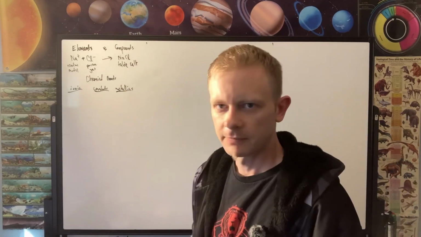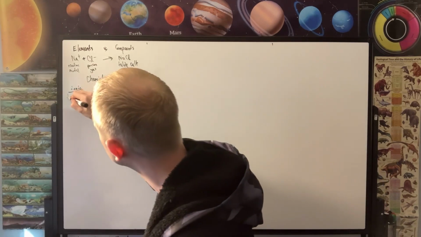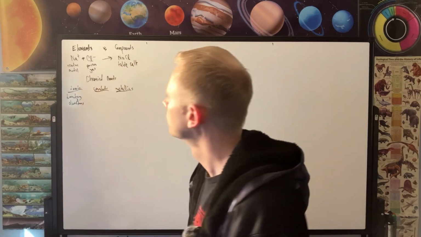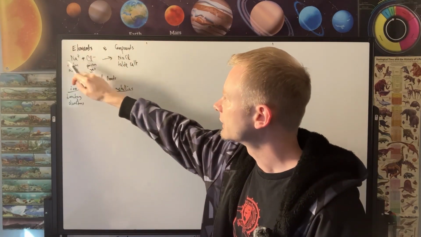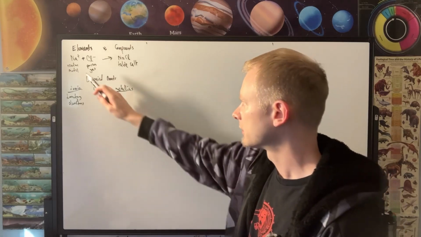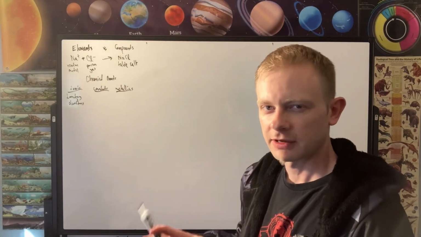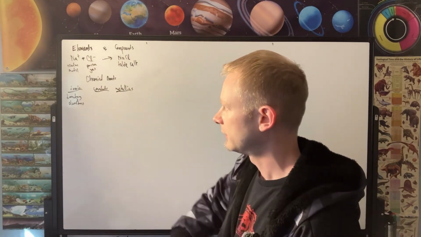So ionic bonds work by donating electrons, giving electrons back and forth. This is essentially what's happening right here. This guy, Na, is donating an electron to the Cl, and it's completing its electron shell and trying to achieve the noble gas structure. So that's an ionic bond.